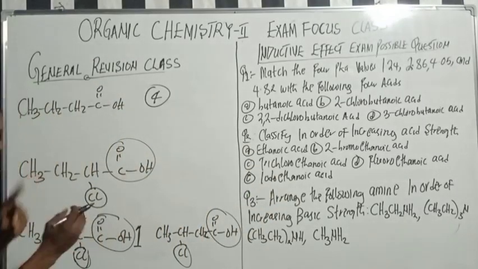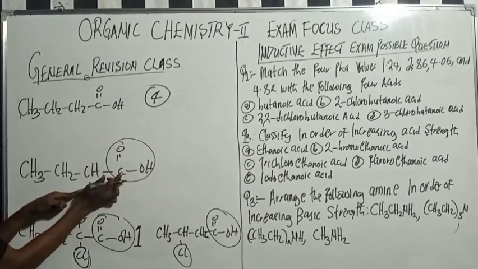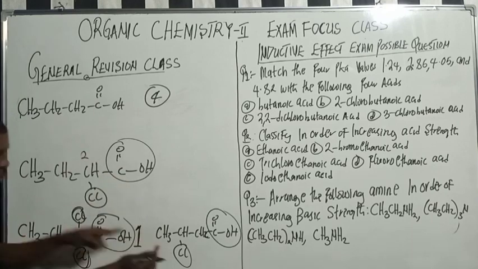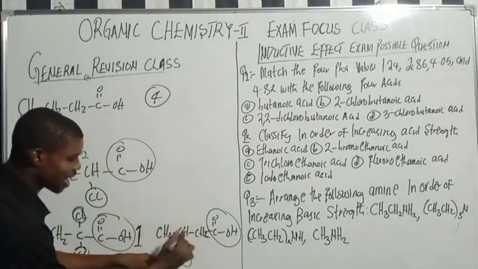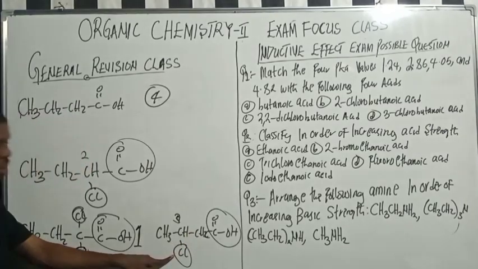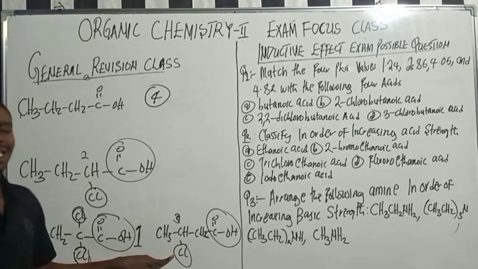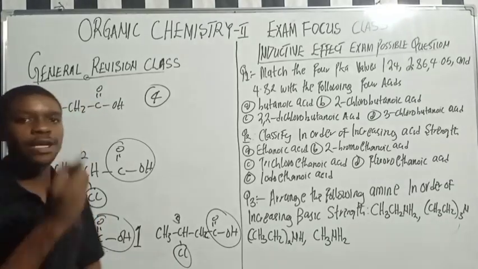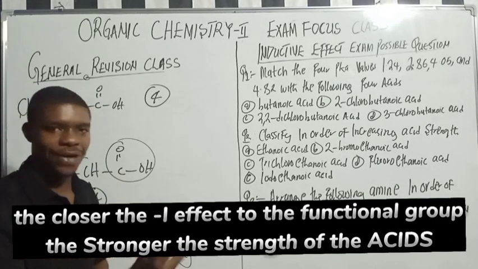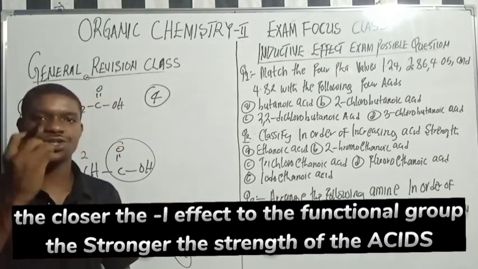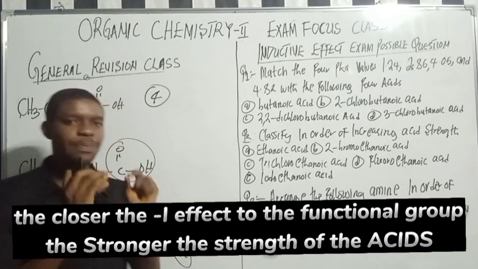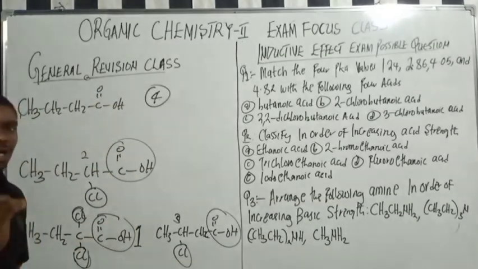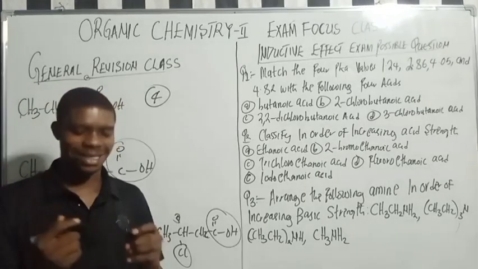You find that here chlorine is close to the functional group, it's at carbon number 2, but here chlorine is not close, it's at carbon number 4. So another thing you want to put in your mind is that the closer the I effect is to the functional group, the stronger the acid strength. Now the position of the chlorine group matters a lot in determining the strength of the acid.